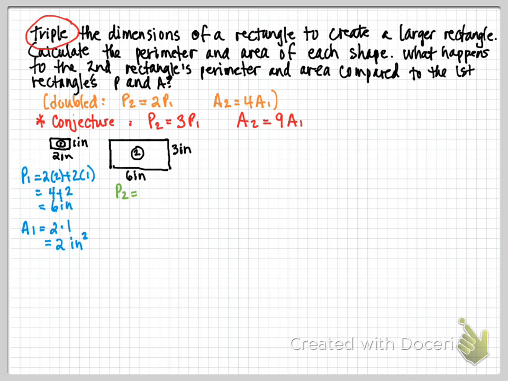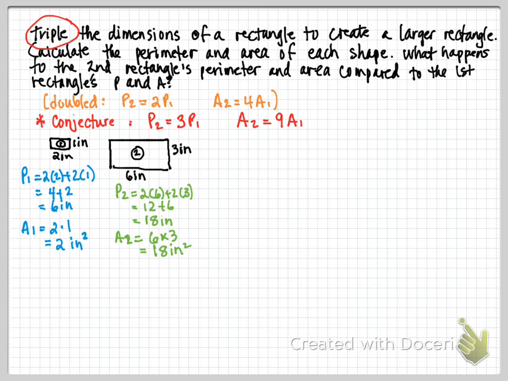All right, let's look at the next one. Perimeter of the second one, 2 times the length plus 2 times the width, is going to give me 12 plus 6, or 18 inches. Ooh, that's looking interesting. The area of the second one is 6 times 3, which gives me 18 square inches.